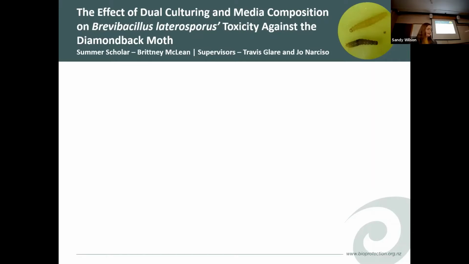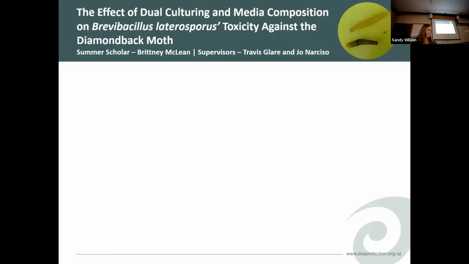So Brevibacillus laterosporus is a spore-forming bacteria which is toxic to a range of insects including the diamondback moth, the larvae of which feed on brassica crops causing extensive damage. The mechanism for its toxicity is not yet well understood, but a biopesticide is being developed using the bacterium.